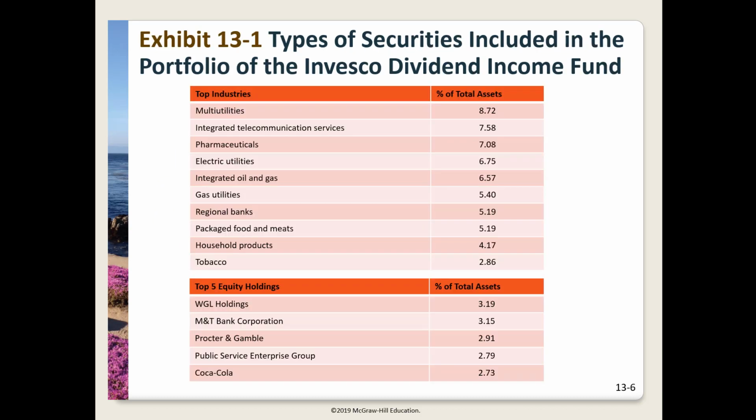Speaking to the diversification, Exhibit 13.1 on page 423 shows the allocation of investments in the Invesco Income and Dividend Fund. Notice that Invesco has spread its investments over a wide variety of industries, with even the highest percentage less than 9% of the total portfolio.